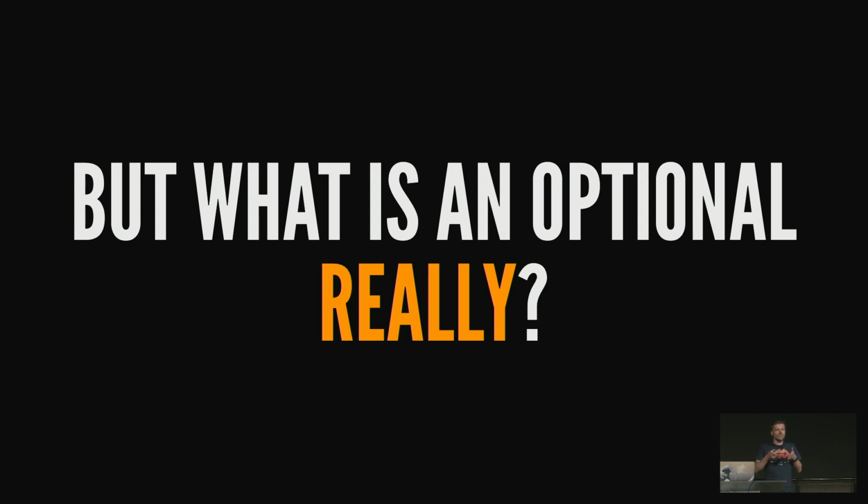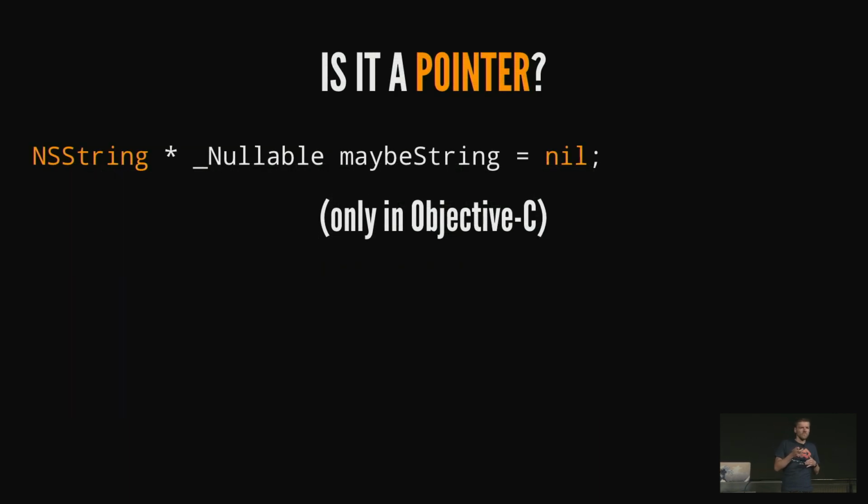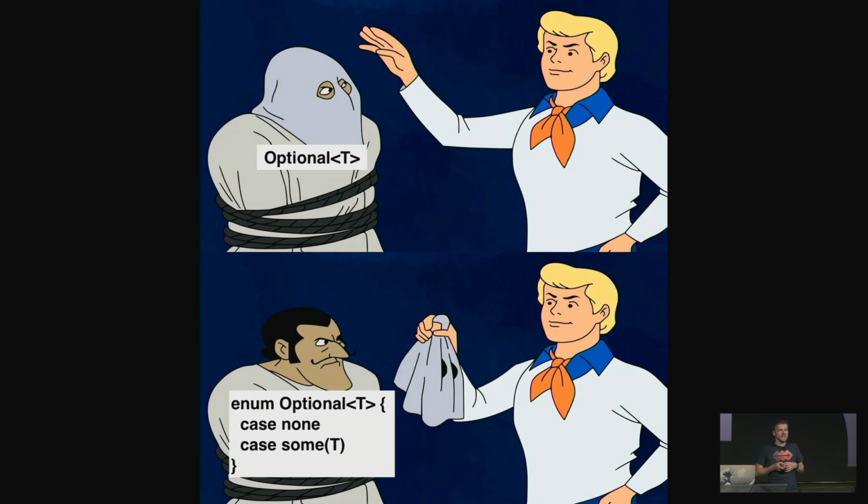OK, but what is an optional really? I mean, you could be forgiven for thinking that an optional was maybe a pointer, something like that. And in Objective-C, that's basically what it is. It's just some sort of attribute that you apply to a pointer to say that this can be nil. But that wouldn't make sense in Swift, where even something as primitive as an integer can be an optional. In Swift, an optional is actually an enum. And it's a generic enum. So it's an enum which can either be nothing or T, where T is the type that you provide.